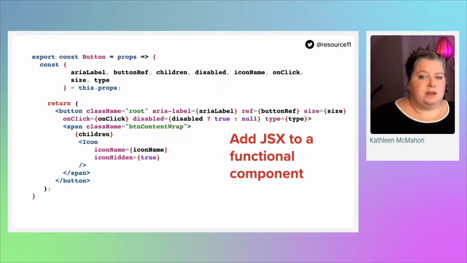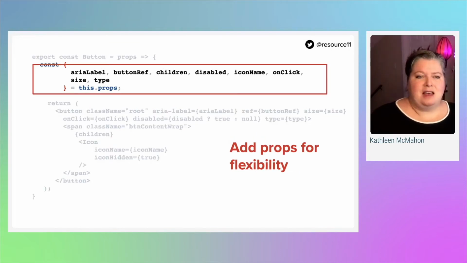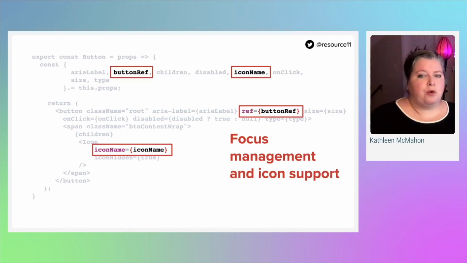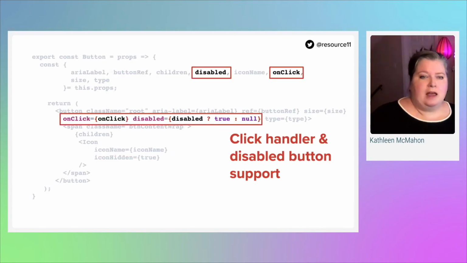The JSX is popped into the component's render method and we add some props for flexibility, including ARIA label and the children prop to support custom ARIA label and button text, a button ref to support focus management use cases, an icon name for whichever icon we want to use in our icon component, an on-click handler to call when the button is clicked, and disabled button support using the true or null pattern.